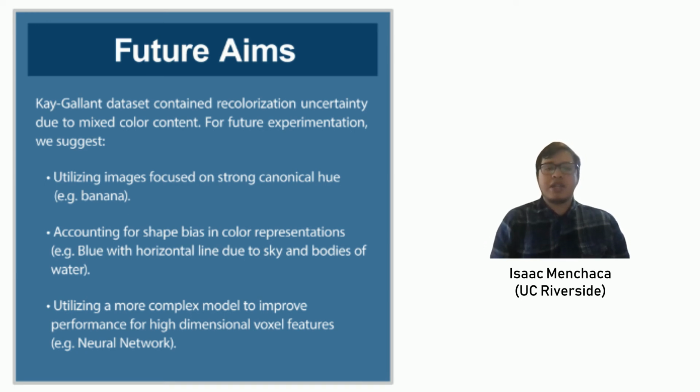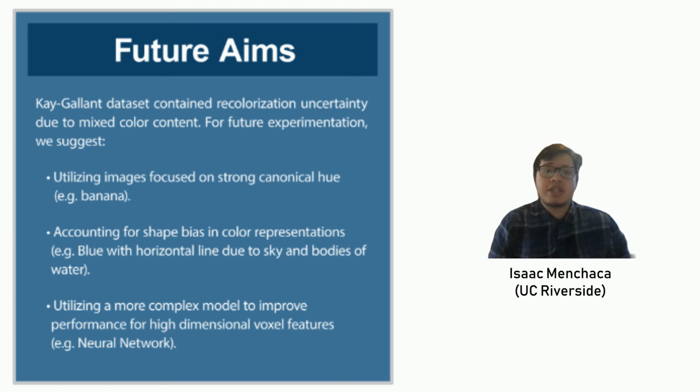In the K-Gallant dataset, we obtained many images with mixed color content that produce uncertainty in the recolorization process. For future experimentation, we suggest utilizing more images focused on strong canonical hue, such as a carrot or a banana, while also taking into consideration simple and complex object shapes that are part of the image.